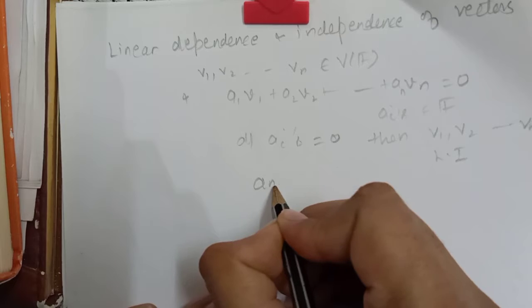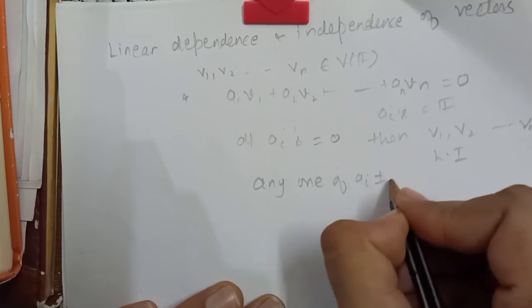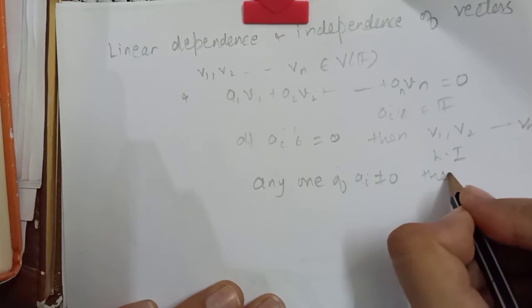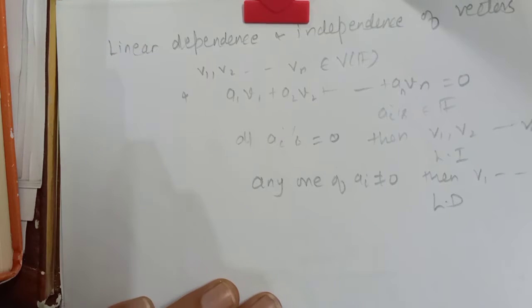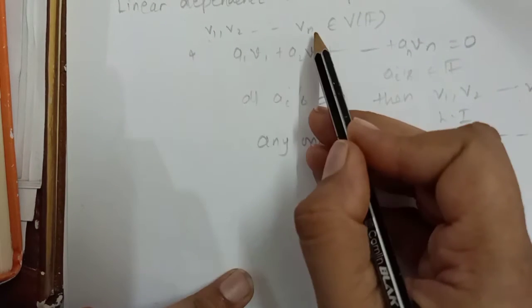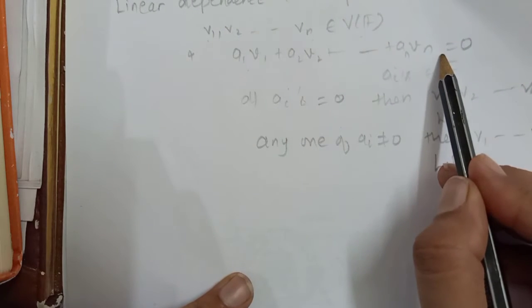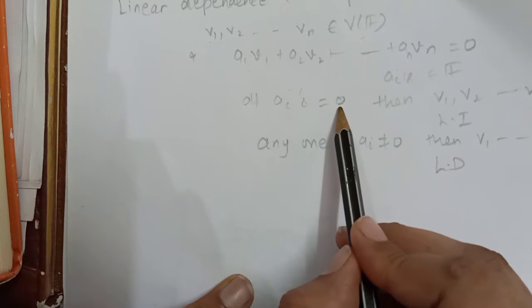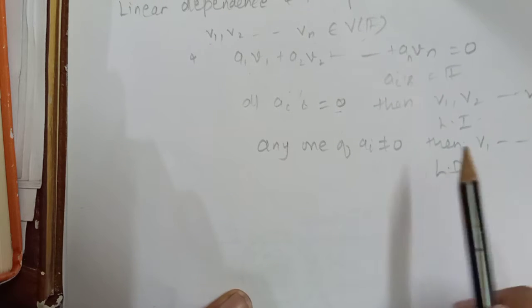And if at least one of the ai's is not equal to 0, then these vectors are called linearly dependent. That's about the definition. Take some elements from vector space V, write them in linear combination. If you obtain all the scalars equal to 0, then these vectors are linearly independent. If at least one of the scalars is non-zero, then these are linearly dependent.